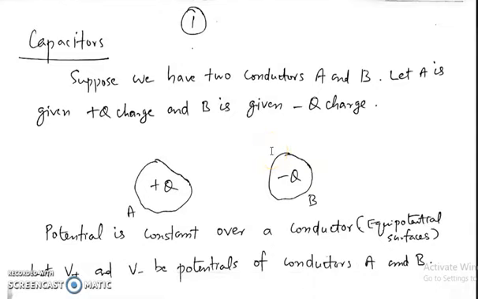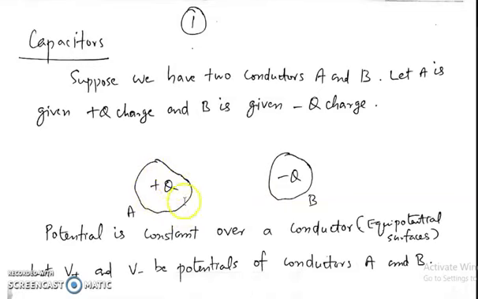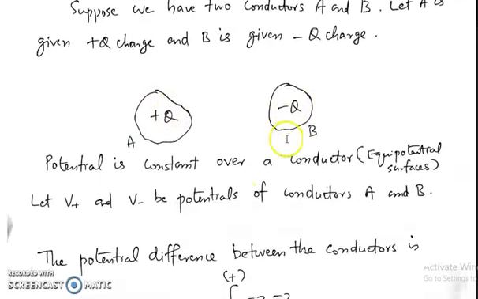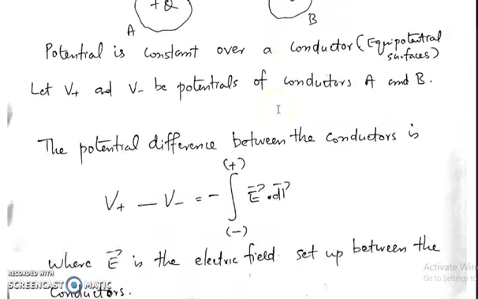Hi everybody, today we are looking at capacitors. In a capacitor we have an arrangement of two conductors, conductors A and B. A is charged to plus Q charge, a positive charge. B is charged to minus Q charge. So this is an arrangement of a capacitor: two conductors, one charged to plus Q, the other charged to minus Q.